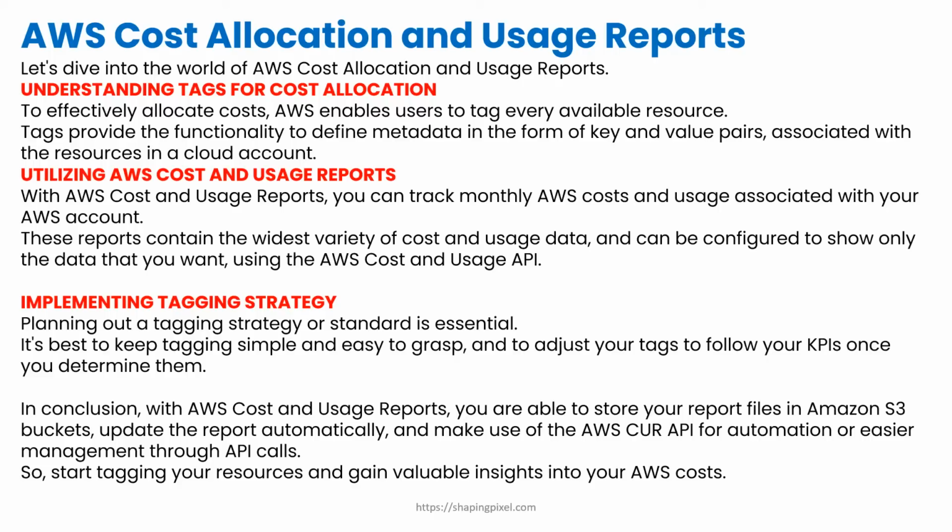It's best to keep tagging simple and easy to grasp and to adjust your tags to follow your KPIs once you determine them. In conclusion, with AWS cost and usage reports, you are able to store your report files in Amazon S3 buckets, update the report automatically, and make use of the AWS CUR API for automation or easier management through API calls. So start tagging your resources and gain valuable insights into your AWS costs.